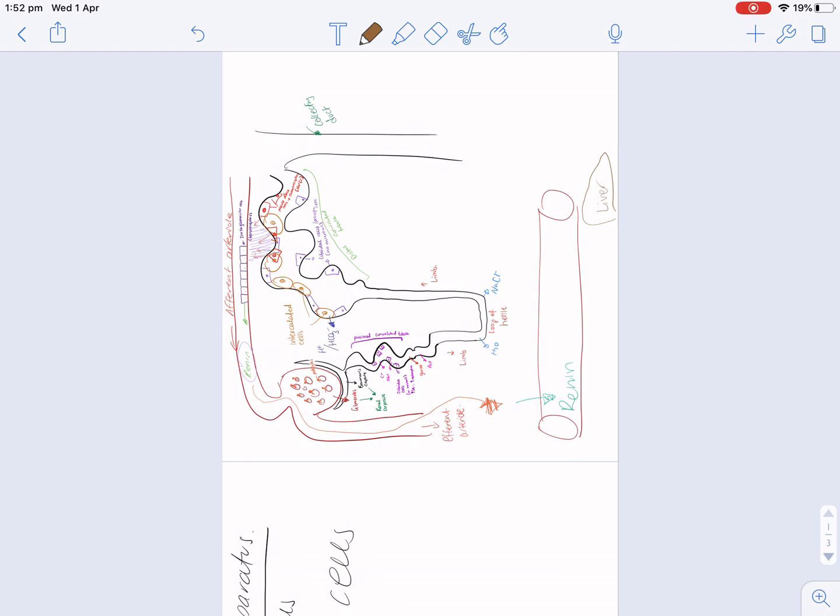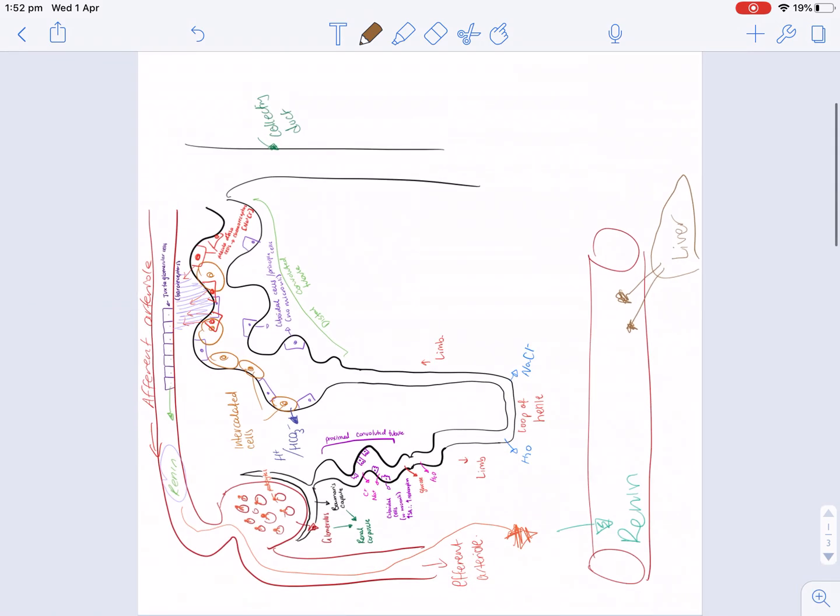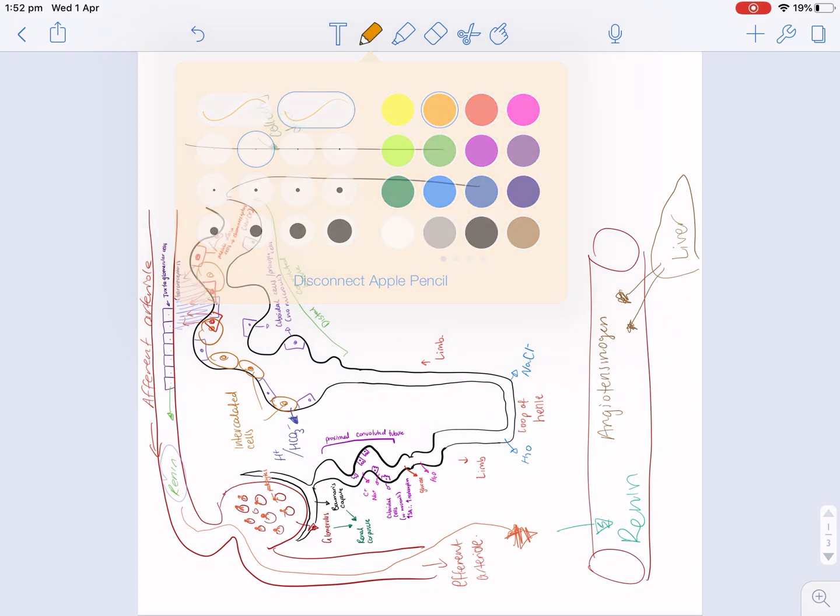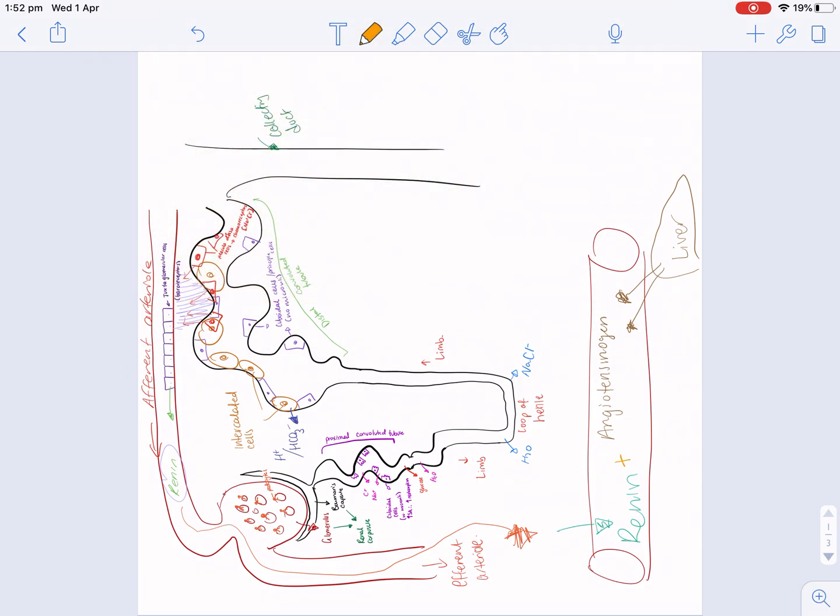But we also need the liver. Now, the liver is actually releasing something into the bloodstream that we call angiotensinogen. Now, when renin and angiotensinogen meet, something happens. So we put a plus sign there.